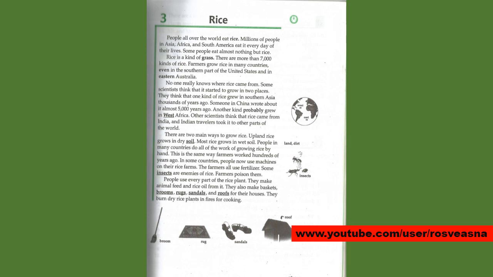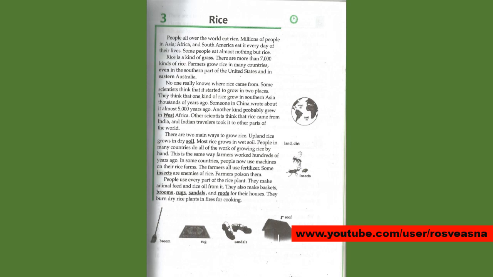There are two main ways to grow rice. Upland rice grows in dry soil. Most rice grows in wet soil. People in many countries do all of the work of growing rice by hand. This is the same way farmers worked hundreds of years ago.